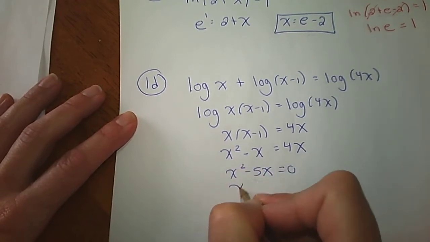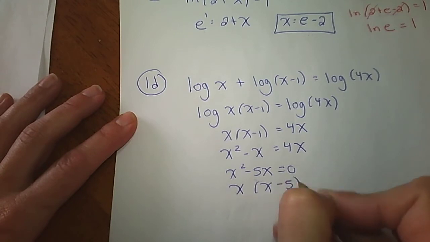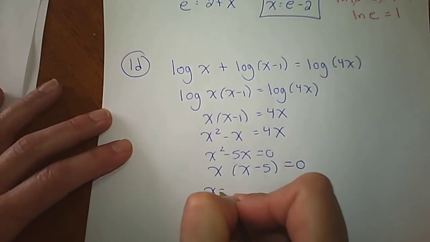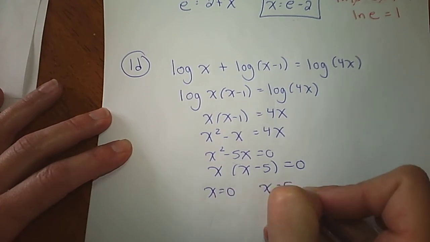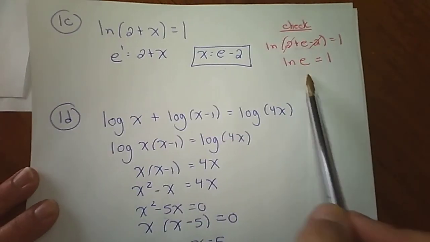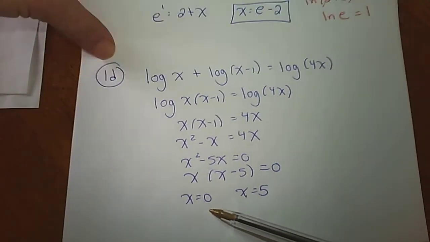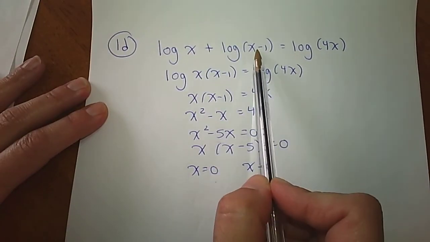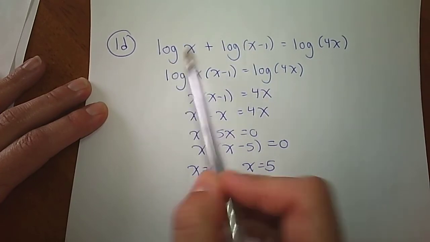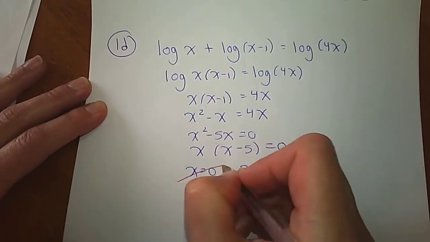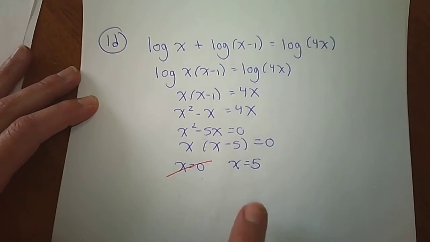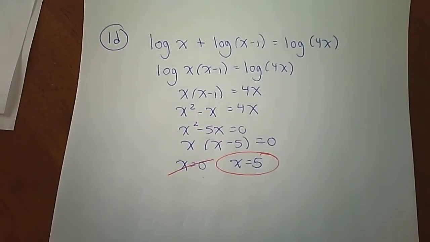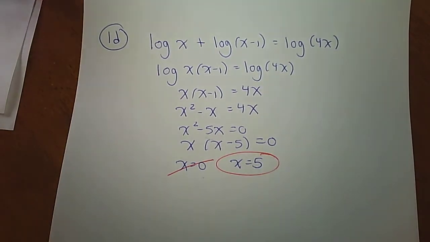I get two different answers, x and x minus 5 equals 0. Well, that means x equals 0 and x equals 5. Now, just like I did a check here, I have to do a check here. If I plug 0 in right there, or right there, we get both zeros and negatives, which we cannot have, so we have to reject that answer. 5, though, works. So there's only one answer to this question, and it's 5. So make sure you check.